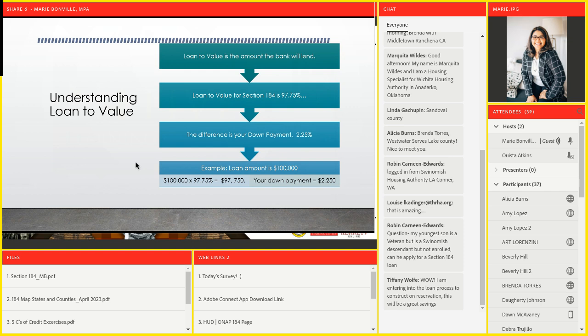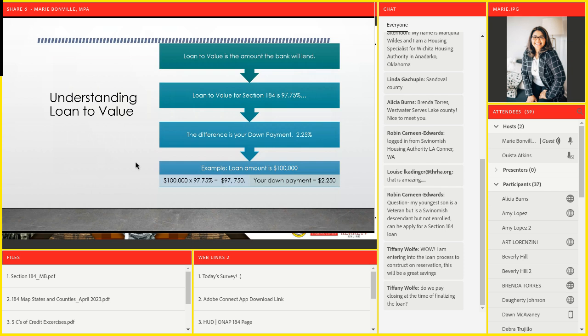So in the case of Section 184, that down payment is 2.25%, right? So if that's the case, then that means that the borrower is only going to provide 2.25. The lender is going to provide 97.75. So if I look at that relationship, you can see that it adds up to 100%, right? The loan to value for Section 184 is 97.75%. The down payment is 2.25%.